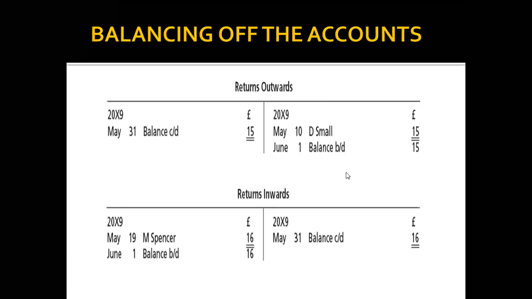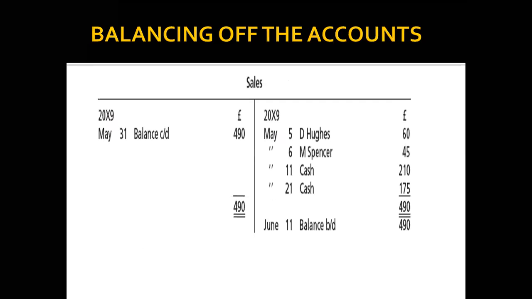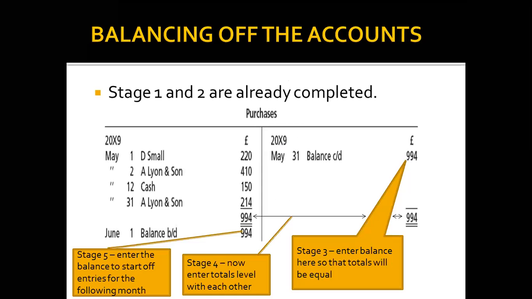Next thing now. Before I go any further, whenever you're going to create the trial balance, the balance b/ds are what go in your trial balance. And they go on the same side which they are on. So if balance b/d is on the debit side of the purchases account, in the trial balance you write purchases and put 994 under the debit side, because the balance b/d is on the debit side in your ledger.